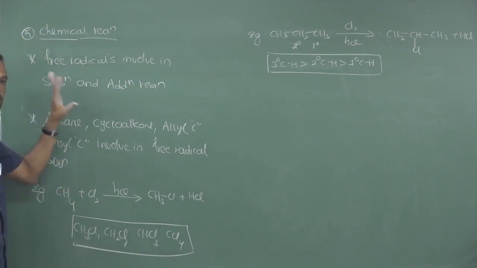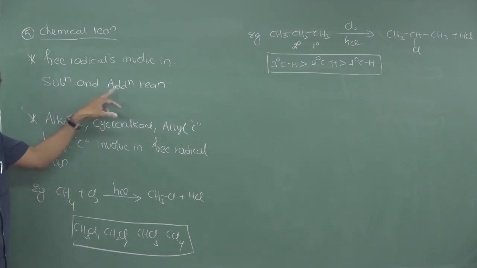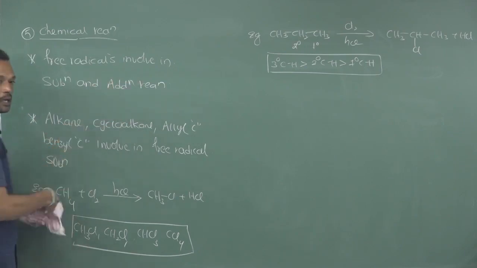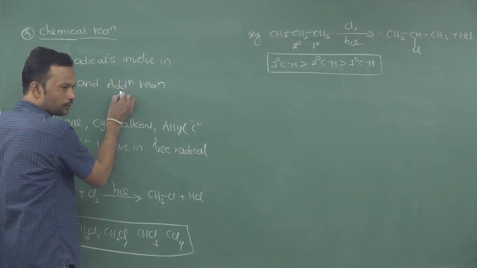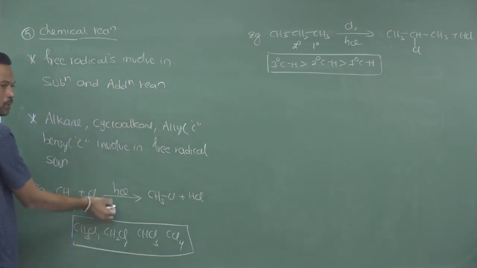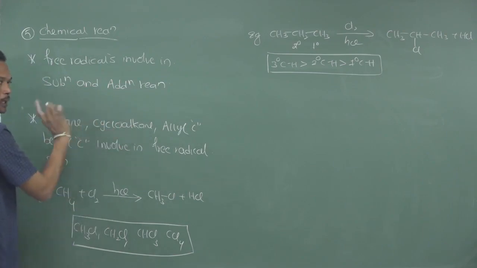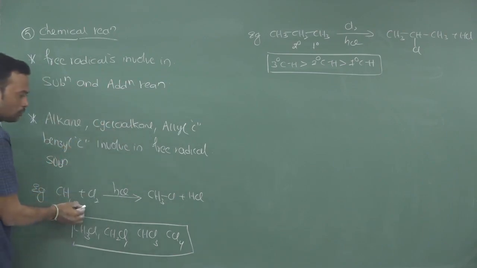Alkanes are saturated hydrocarbons involved in free radical substitution. Addition reaction is also possible, but it requires HBr or HCl with a peroxide initiator. So that is not required here. Directly thermal or photochemical conditions are required to replace one of the hydrogens with a highly electronegative element.